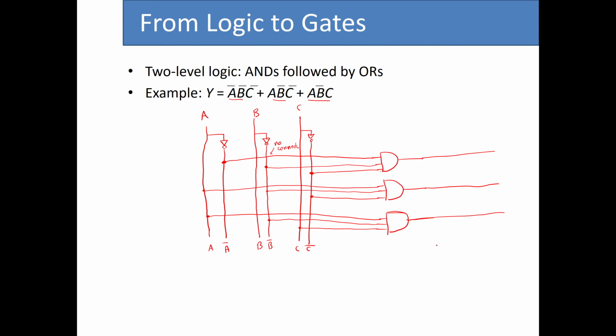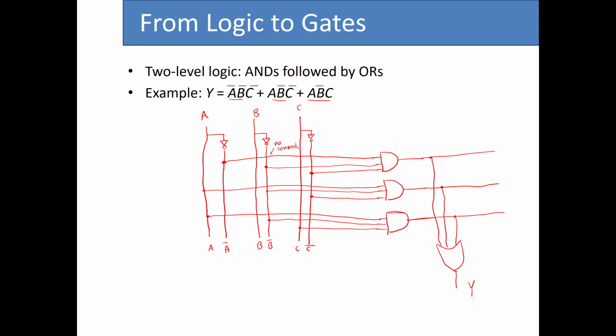So now that we have created this, we need to find the OR of these three terms. So what I do is that I put a 3-input OR gate and I connect the three inputs to these three outputs individually. And this will be my function y.